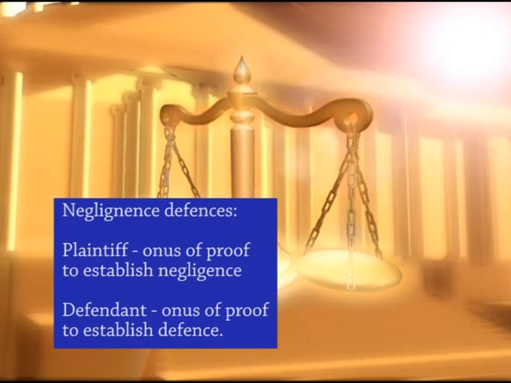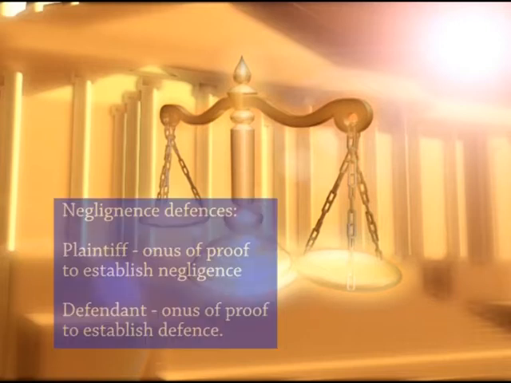A defendant in a negligence case may be able to provide a defence, which means that the defendant decreases or escapes any liability. The plaintiff had the onus of proving each of the elements of negligence: duty of care, breach of duty, and damages. Now the defendant has the onus of proving one of the defences mentioned below.